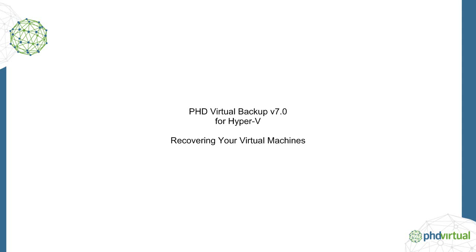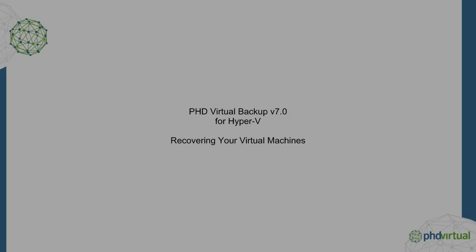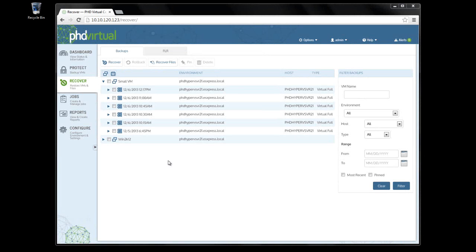With PhD Virtual Backup version 7 for Hyper-V, you can restore your virtual machines quickly and easily using the new web-based interface. From the Recover Pages Backups tab, you can view all of the virtual machine backups available for recovery. With version 7, you have the option to perform a full recovery or a rollback recovery, which recovers only the data from the backup directly over the existing virtual machine, essentially restoring it to a previous point in time.